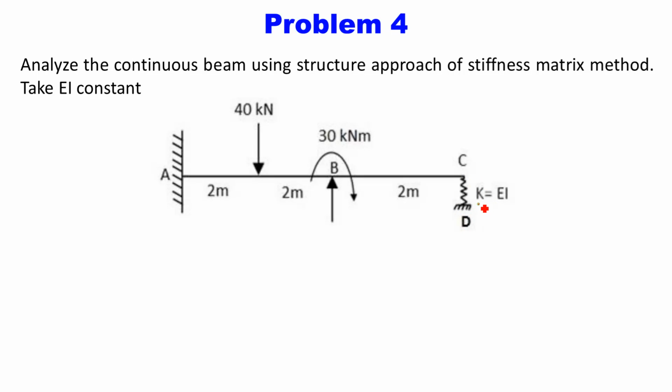The stiffness of spring is given to you. K is equal to EI. This is stiffness of spring. You might be knowing spring is having its own stiffness, and that K is equal to EI.